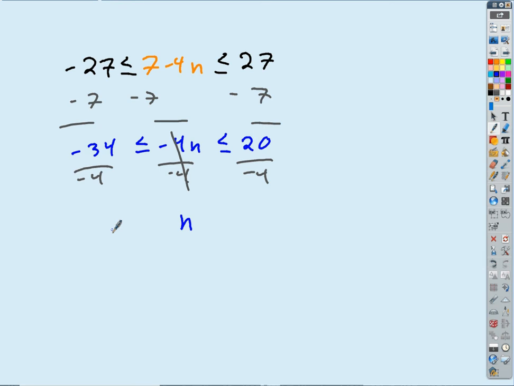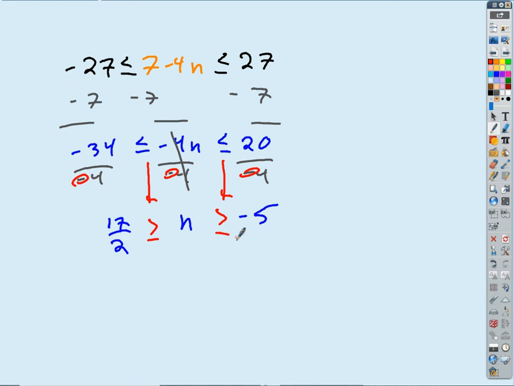Negative over negative is positive, and that reduces to 17/2. Okay, 20 over negative 4. And what did I have to do here? That got to flip. Divided by negative, so everything gets flipped. Is that a good answer? I think it's fine. I want to flip this whole thing around, right?